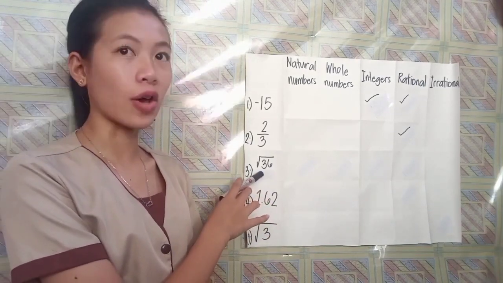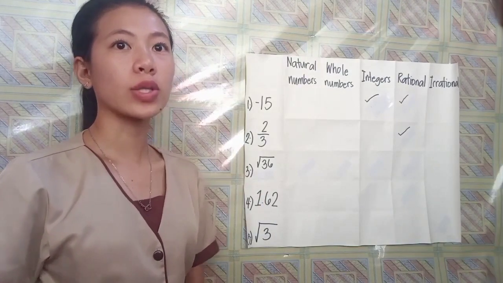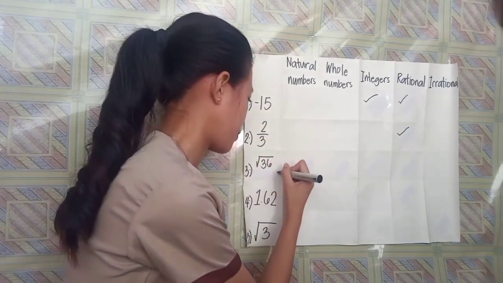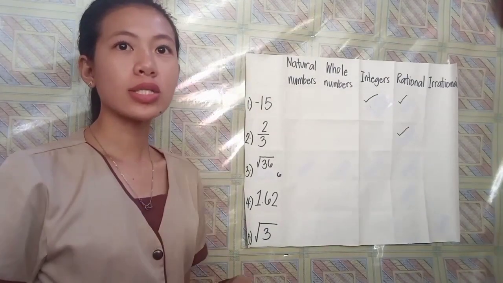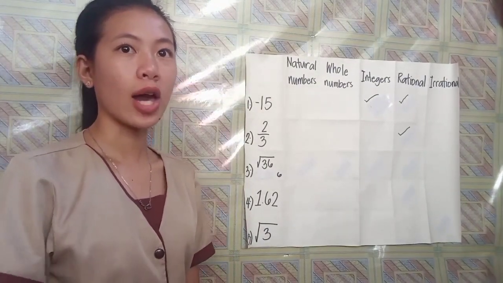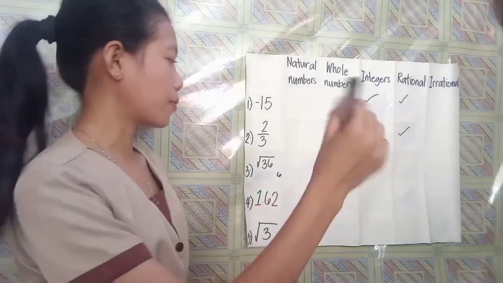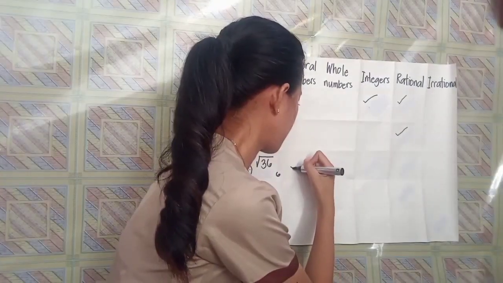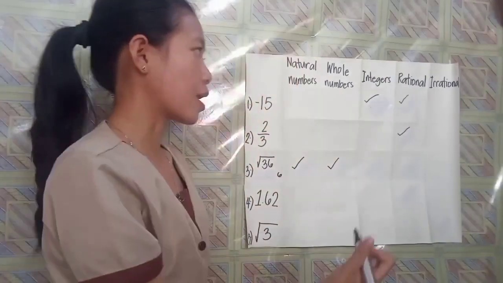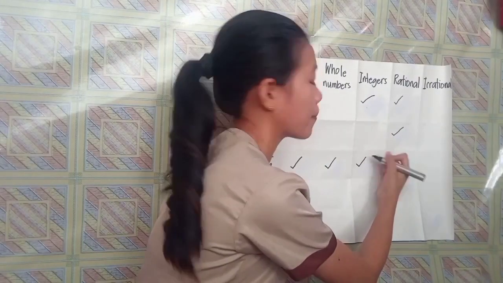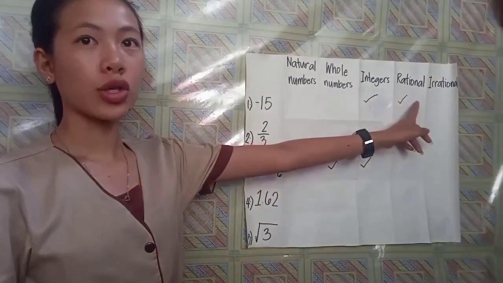Next, we have the square root of 36. The square root of 36 is equal to 6, considering only the principal root. Of course, 6 is a natural number, also a whole number, an integer, and a rational number.